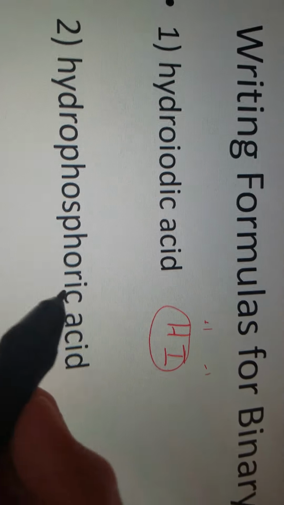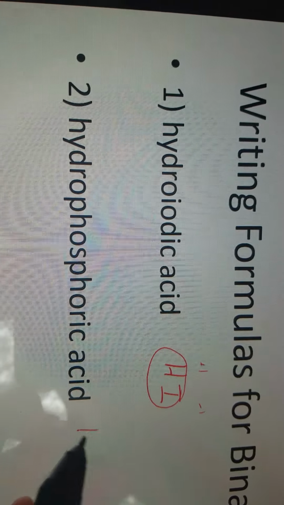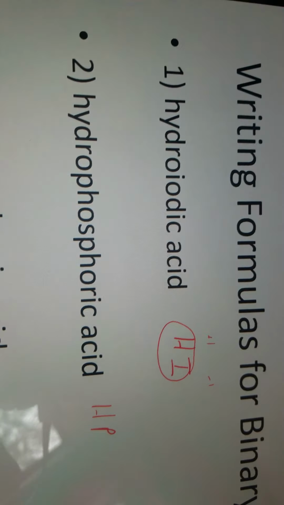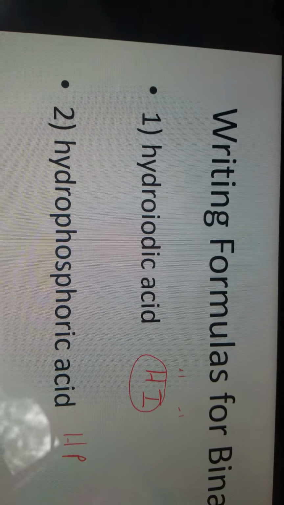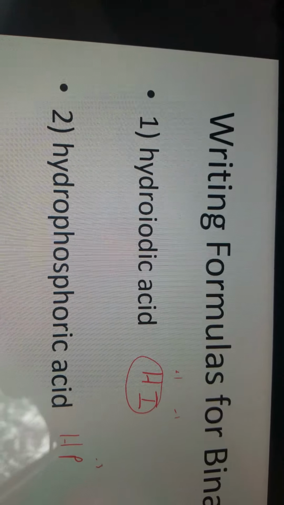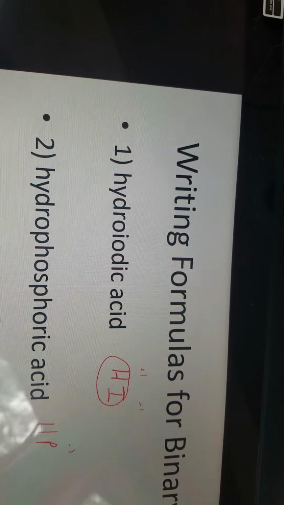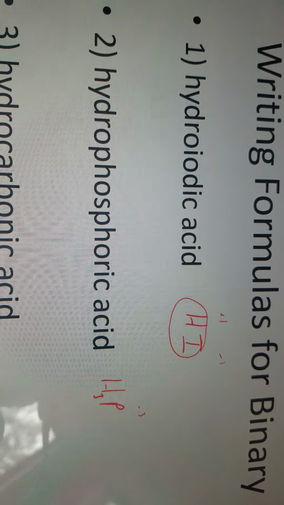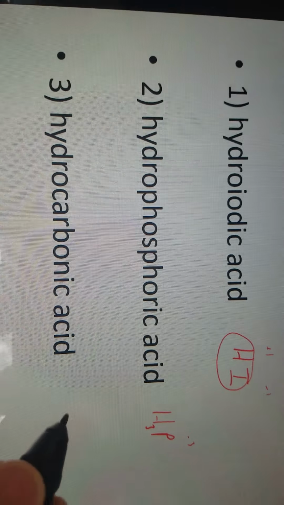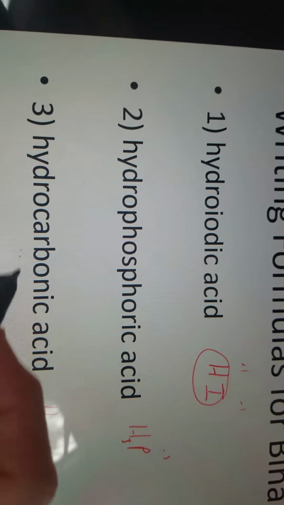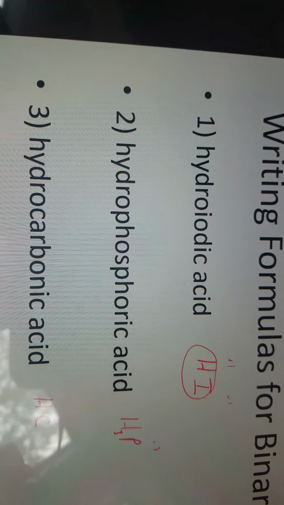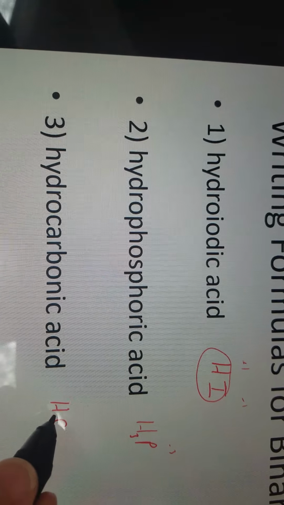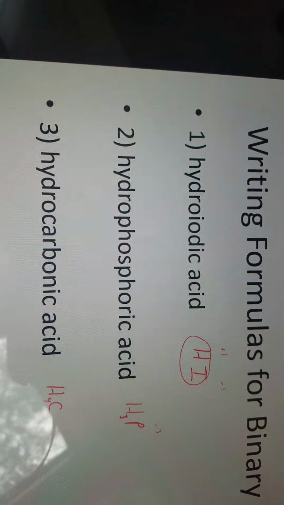If you look at the next one, we have hydro, which means you've got hydrogen, and phosphoric acid. So our second element is going to be phosphorus. Phosphorus has a -3 charge, so that means we would need a 3 on our hydrogen. Our next one, we have hydrocarbonic. Obviously, our second element is carbon. Carbon's in group 4A, so it's going to have a -4 charge. So that means hydrogen would need a 4 here.